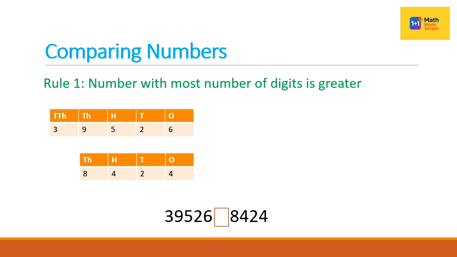number of digits is greater. So in this example, if we have to find which number is greater, we will first see the number of digits in this number. In the first number, there are 5 digits, whereas in the second number, there are 4 digits. Therefore, the first number, which is 39,526, is greater than 8,424, which is the second number.